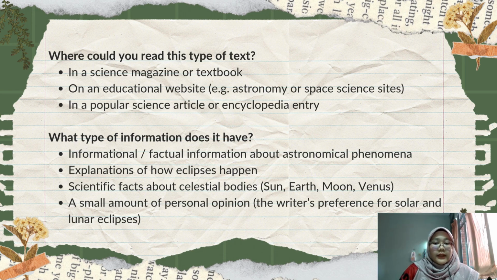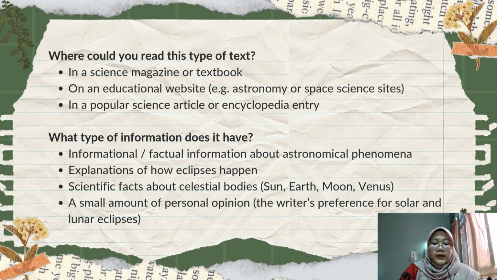You can read it in a science magazine or textbook, or you can find it on an educational website, for example, like astronomy or space science sites. Other than that, you can also find it in a popular science article or encyclopedia entry. Now, what type of information does the text have? It has informational or factual information about astronomical phenomena.